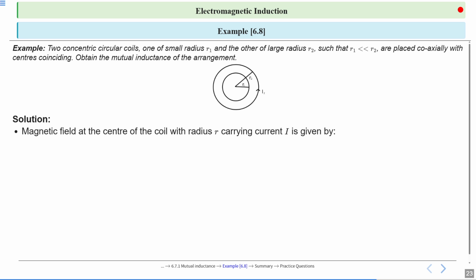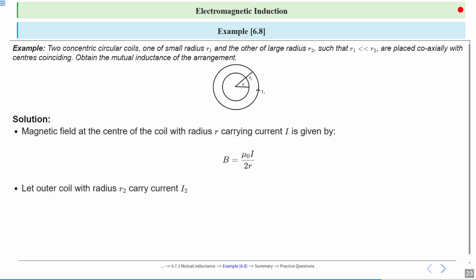So magnetic field at the center of the coil with radius R carrying current I is given by B equal to mu naught I upon 2R. That relation we have discussed in moving charges and magnetism.